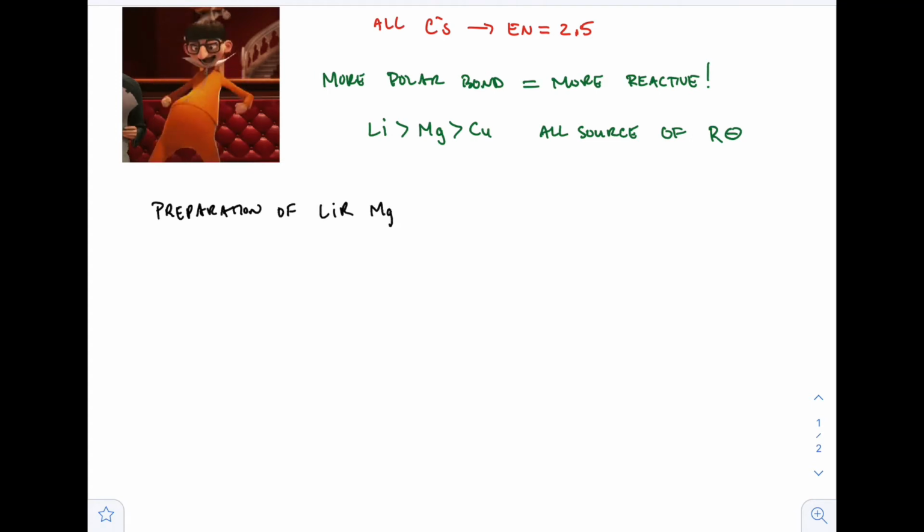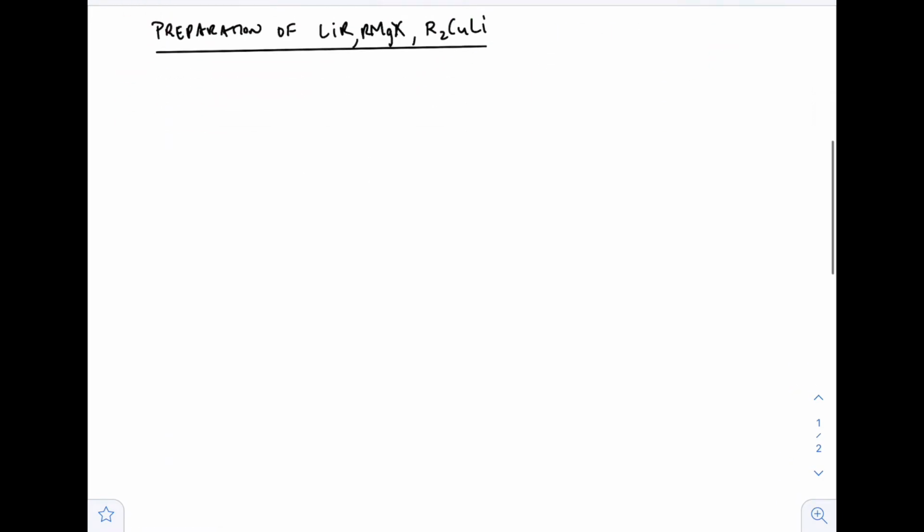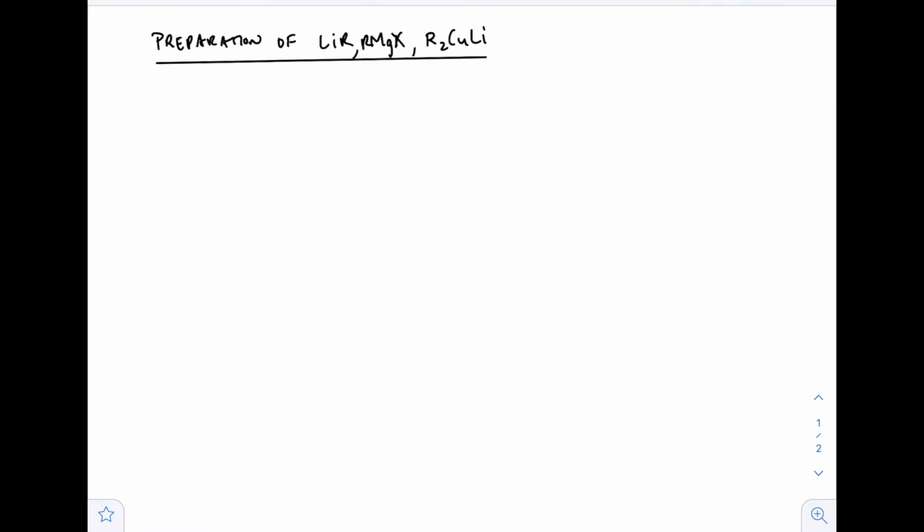Okay. So preparation of the organolithium, the Grignard, as well as the organocuprate. Okay, it's pretty straightforward, intuitive, and I think we'll be good on this. We know how to do this already. We can just think about it a little bit. We're going to use elemental lithium and magnesium in order to make these.